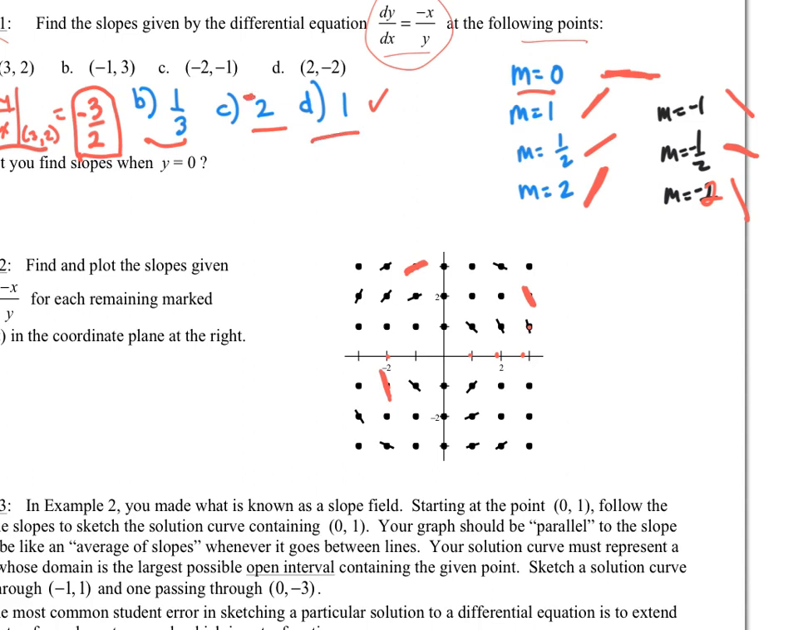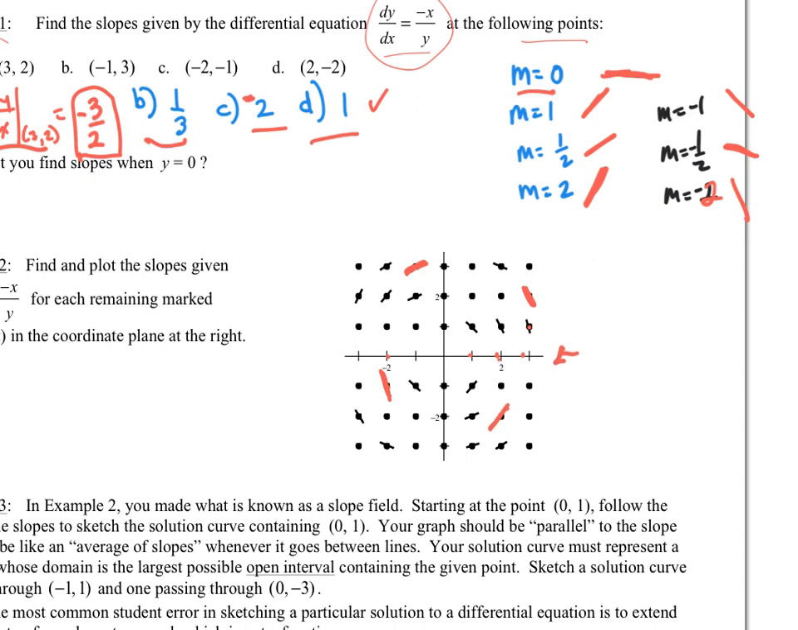And then D, if I plug in (2, -2), I'm going to plot a slope of 1. Now if you notice, there are some patterns going on around here. I don't have lines here, but I am undefined at y equal to 0. So we're undefined, and that means we're doing division by 0.